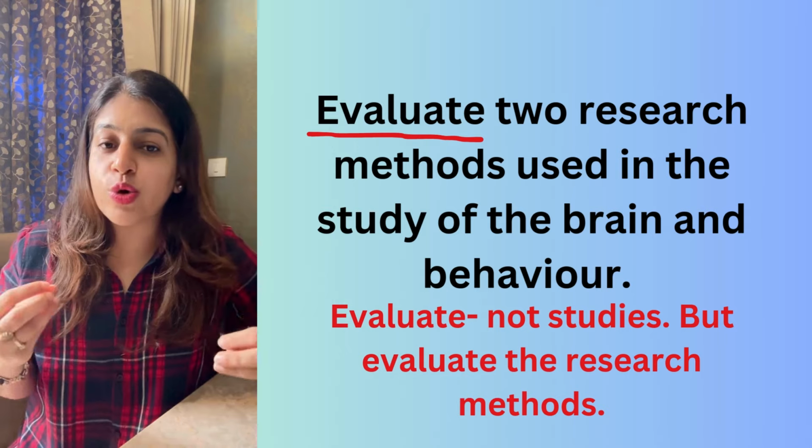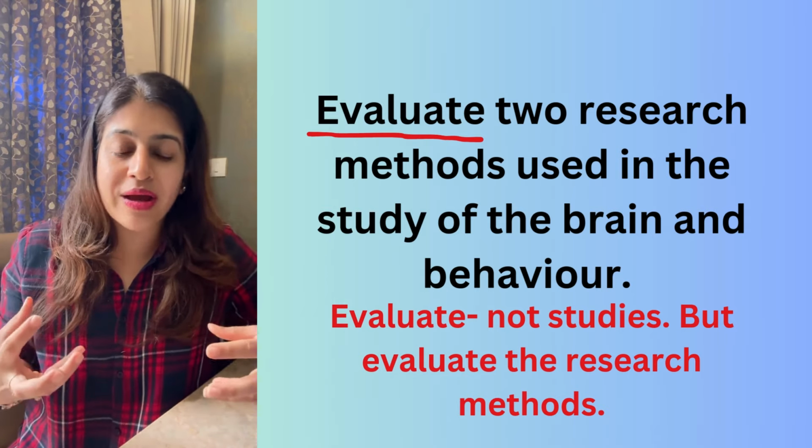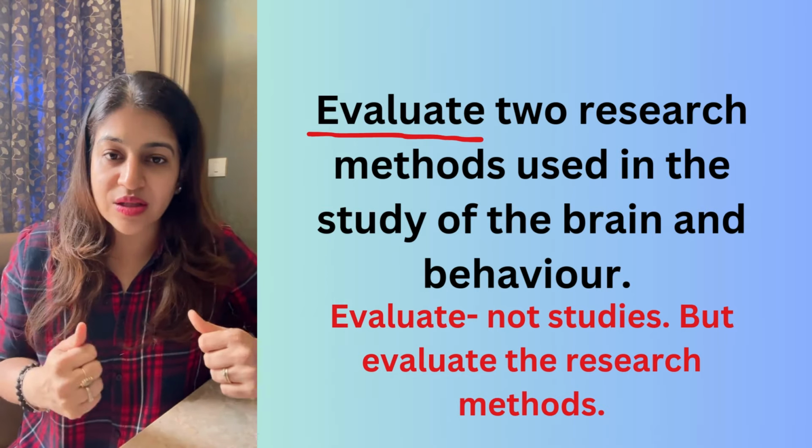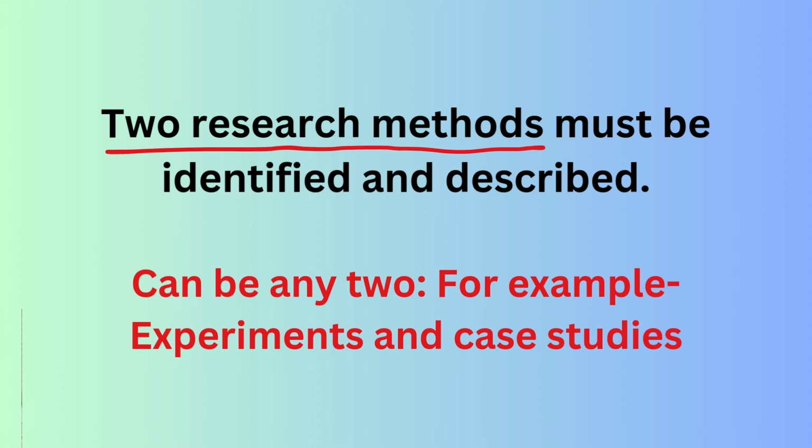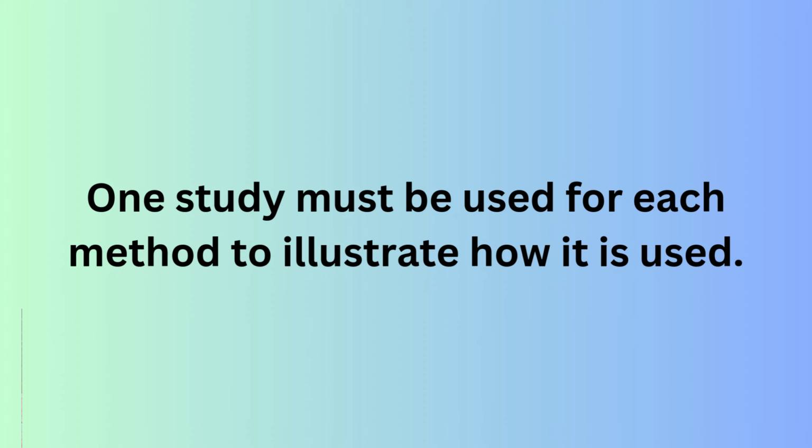Now, how do we answer this? I'll tell you the main points you need to remember while answering this question. You have to write 2 research methods that must be identified and described. So you need to say which 2 research methods you are going to focus on. Then, one study must be used for each method to illustrate how it is used. I'll tell you how to do it while we answer the question.